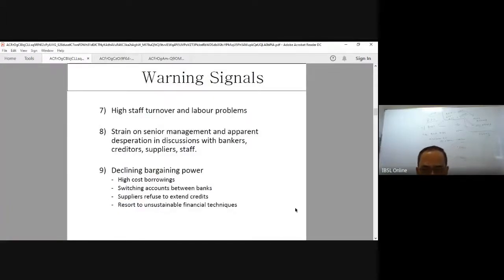There will be high turnover. You will find a lot of good staff, long-standing staff, they are resigning, right? They are resigning. A lot of new people are coming.